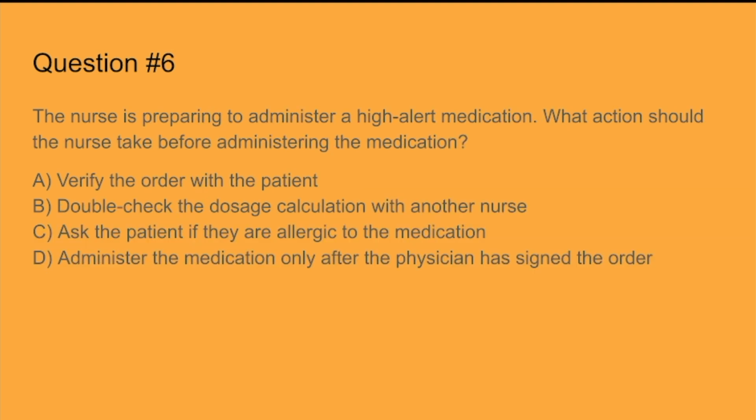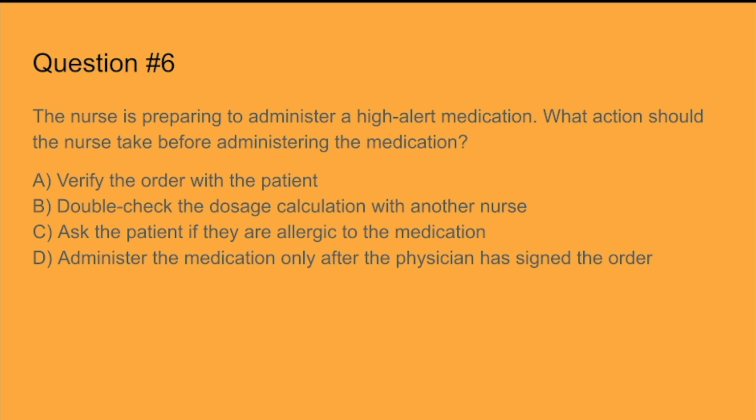Question 6. The nurse is preparing to administer a high alert medication. Which action should the nurse take before administering the medication? A, verify the order with the patient. Well, the patient is the person we're giving the medication to. They didn't prescribe the medication, so obviously A is incorrect.